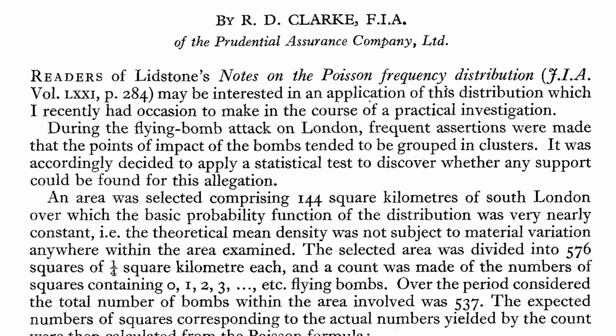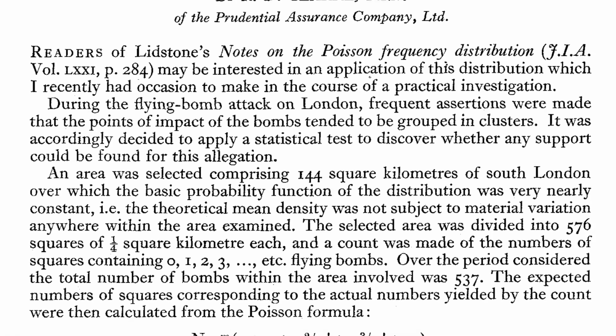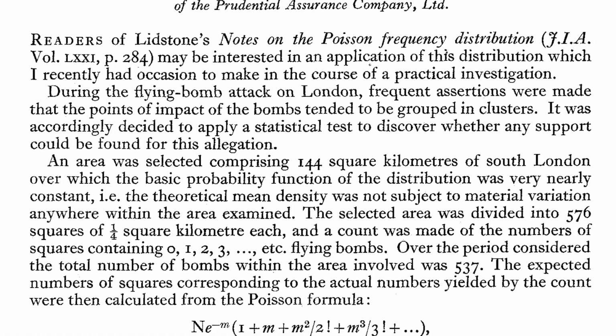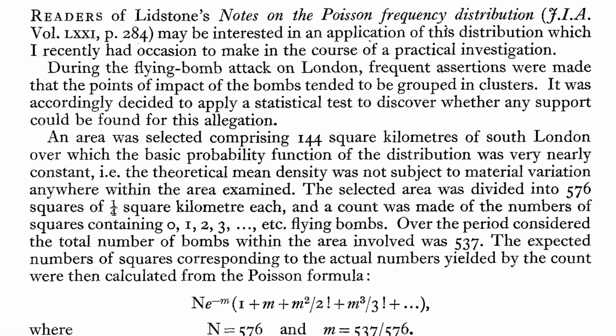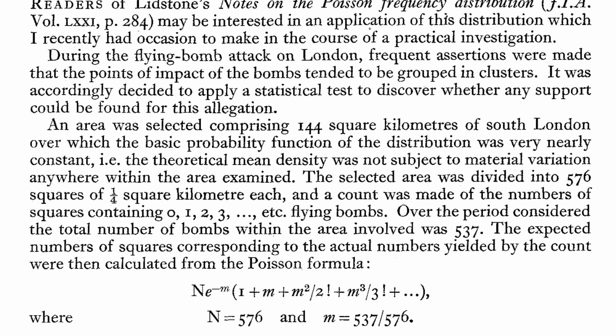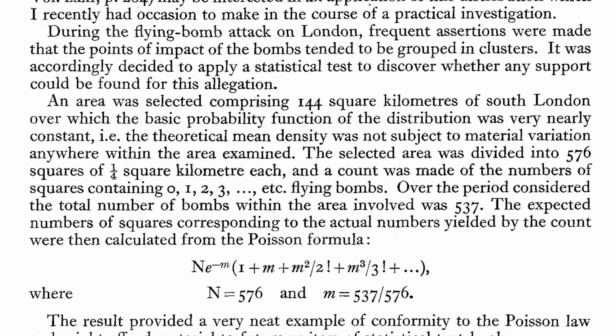After the end of World War II, an actuary divided a map of South London into 576 equally sized squares. The map contained points of impact during the flying bomb attack of 1944. He then counted the number of bombs that landed in each square. The number of bombs per square was shown to follow a Poisson distribution.